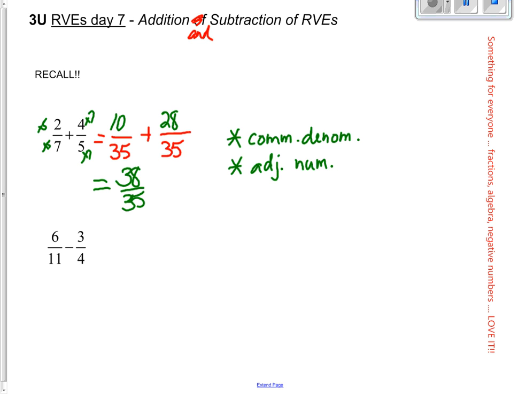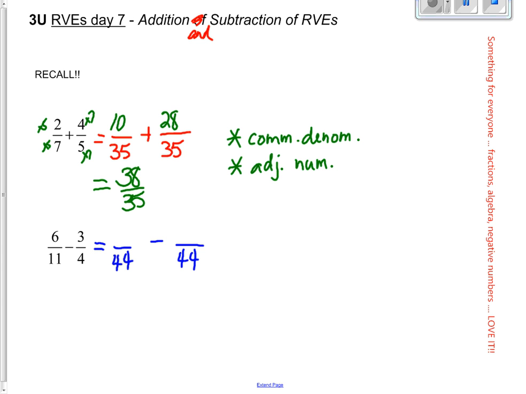Second example, 6/11 take away 3/4. The process is the same. We can't subtract fractions that are different sizes. 11ths and 4ths would not be the same size. So we are changing to a common denominator, which would be 44ths. In both cases, we have found the common denominator by multiplying the two original denominators. Sometimes you can find a smaller denominator that would be common to both.